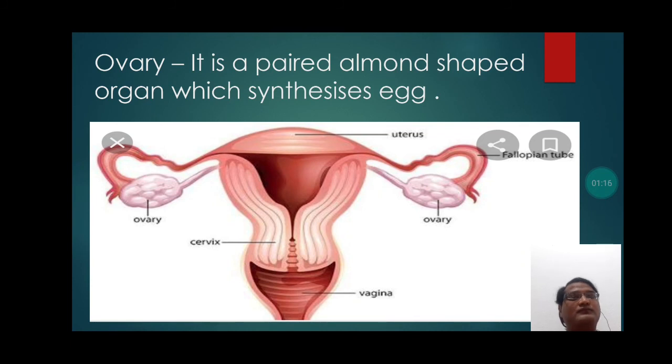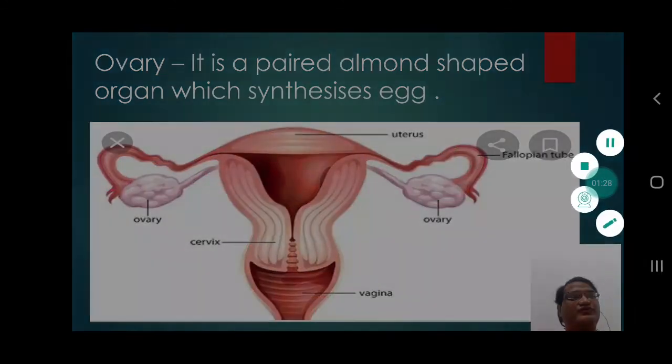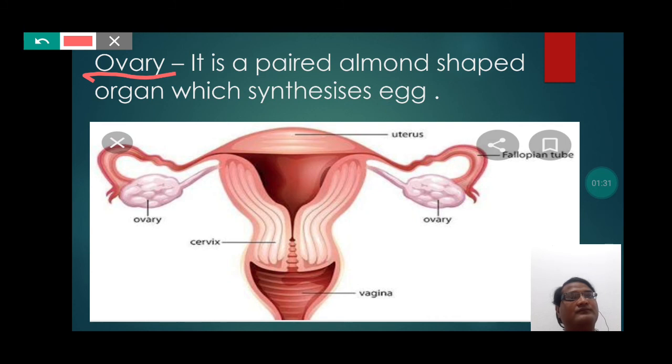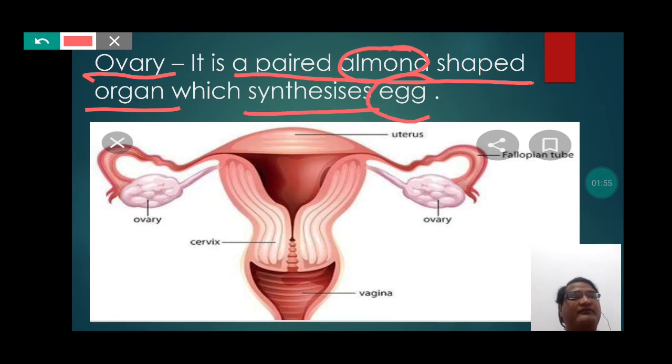Ovary, it is a paired almond shaped organ which synthesizes egg. So students, ovary actually is a paired almond shaped organ. It is the specific organ of the female reproductive system which is 2 in number and is almond shaped. Students, the main function of the ovary is to synthesize egg, that is to manufacture egg.